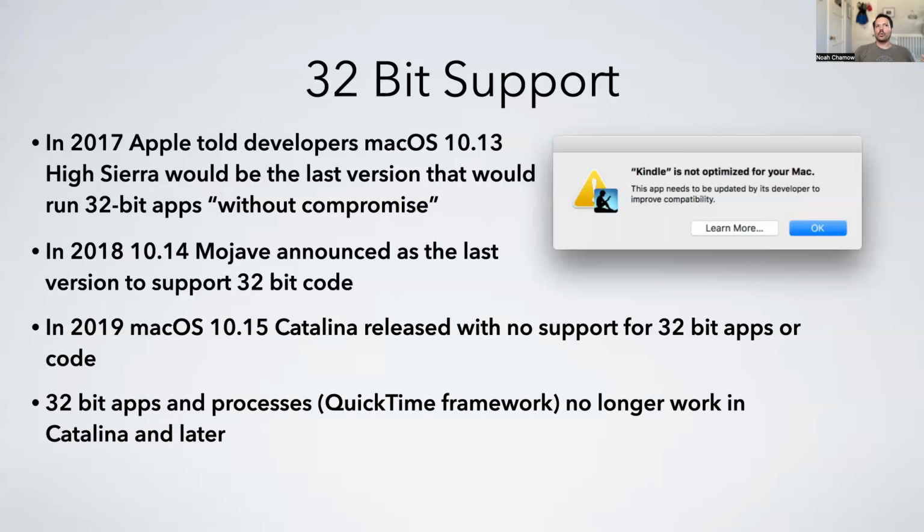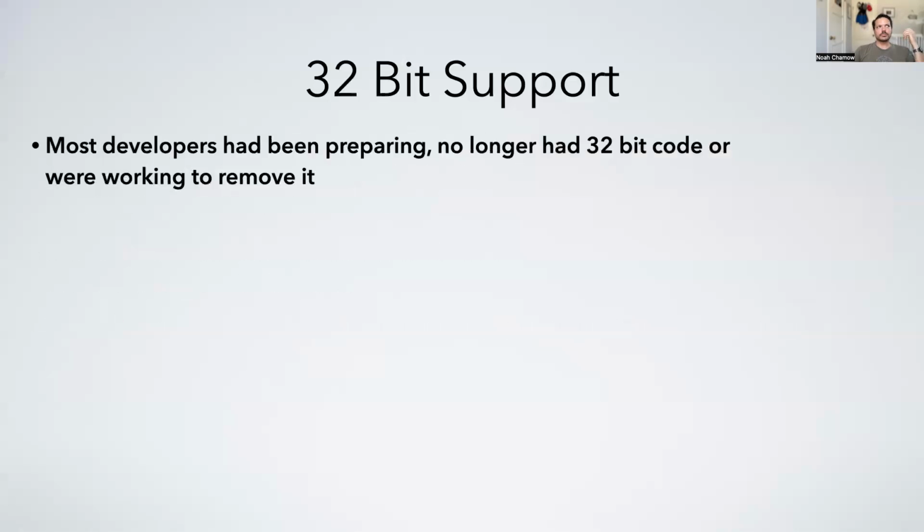So what about third-party developers? Most developers have been preparing for this. As I said before, the writing had been on the wall. Apple had said in 2009 that they were moving away from 32-bit, and then in 2017 they said that support for 32-bit apps was going to be going away soon. So most developers had sort of prepared for that.